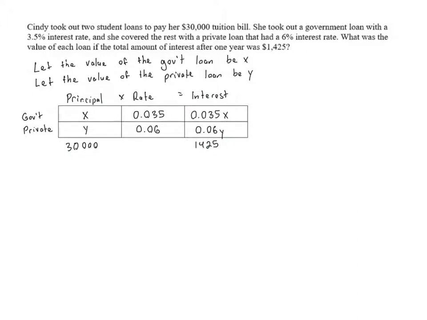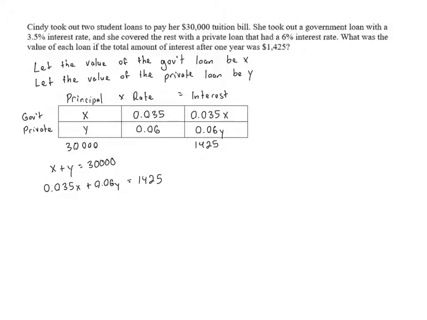And we're going to get our 2 equations from the principal column and the interest column. In the principal column, the relationship is x plus y equals 30,000. And then in the interest column, we're going to have 0.035x plus 0.06y equals 1,425.